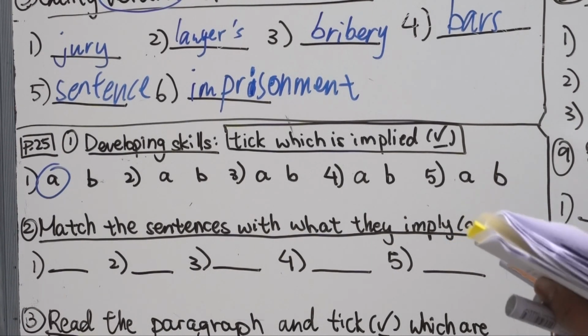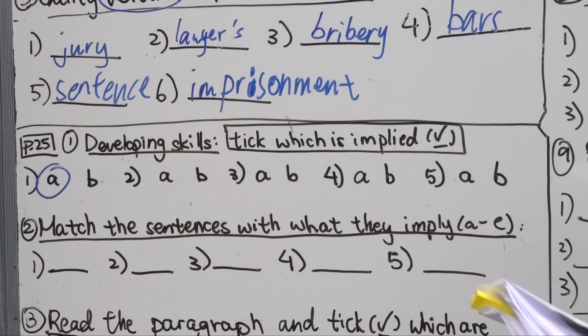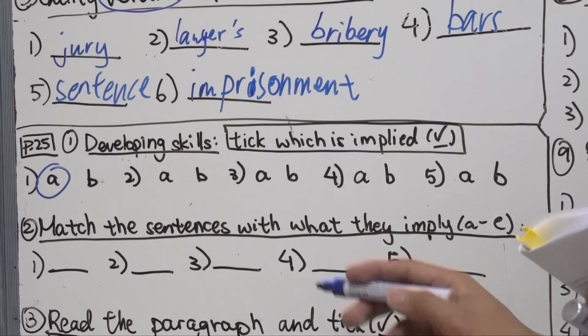Number 2, most prisoners are keen to learn new skills in prison. Most prisoners are keen, wanting to learn new skills in prison. Why are they learning new skills? A, many prisoners find good jobs on release from prison, or some prisoners have no interest in improving themselves. What do you think? Right, it should be A. Most prisoners find good jobs on release from prison.